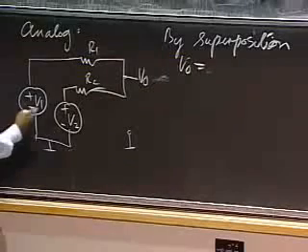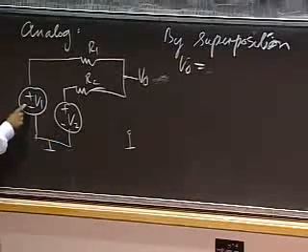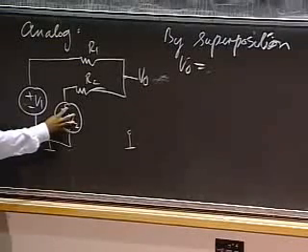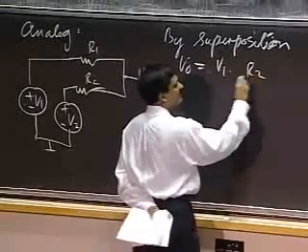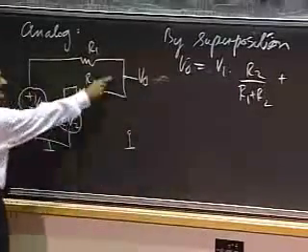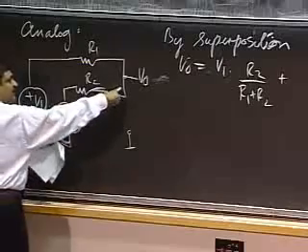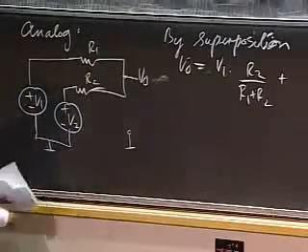To find out that, I short this voltage. I zero out this voltage and look at the effect of V1. The effect of V1, if this were shorted out, is simply V1 times R2 divided by R1 plus R2. This is now a voltage divider, right? A voltage V applied across two resistors and the output taken across one resistor. So that's this value.